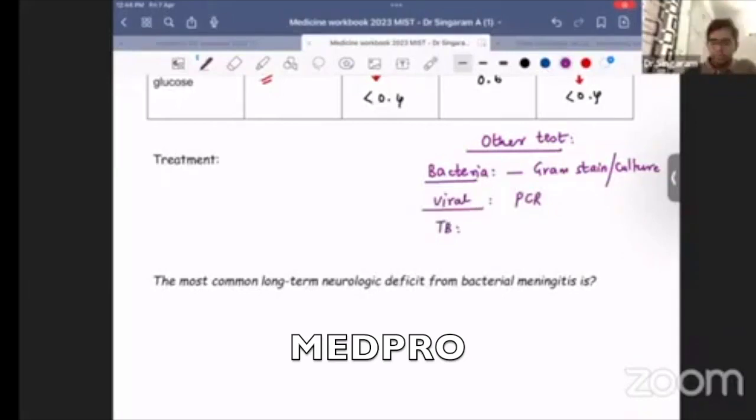For tuberculosis, any of you know what is the test we do? CBNAAT. I think all of you must have heard about this. What is that? Cartridge-based nucleic acid amplification testing, which I'm sure most of you must have heard about in your micro classes itself, right? CBNAAT testing.